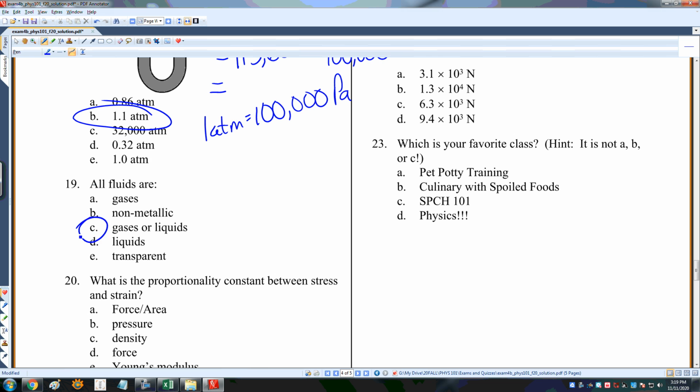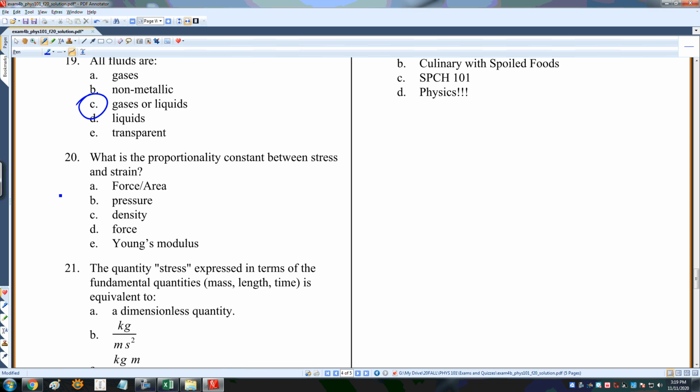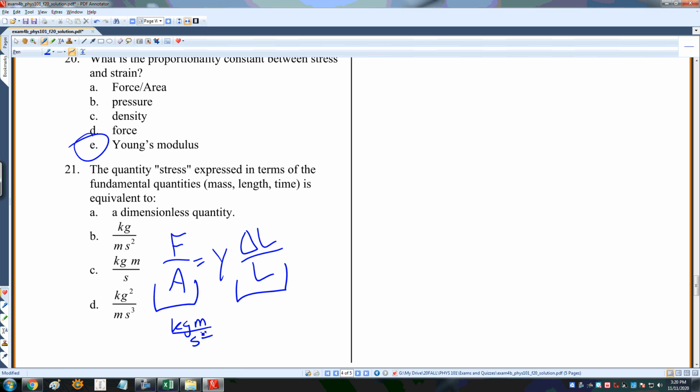All fluids are there. Anything that flows. What is the proportionality constant relating stress and strain? That would be Young's modulus. Stress is expressed in terms of which fundamental quantities? Ooh. So stress, if you recall, F over A is Y delta L over L. This is my stress, this is my strain. And so stress is a newton, that's a kilogram meter per second squared, over area, meter squared. So this cancels with one of those, and I'm left with D.